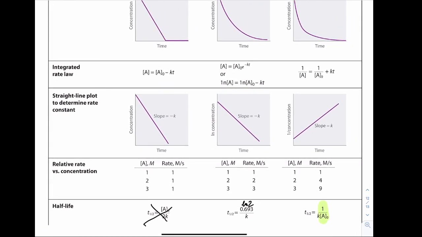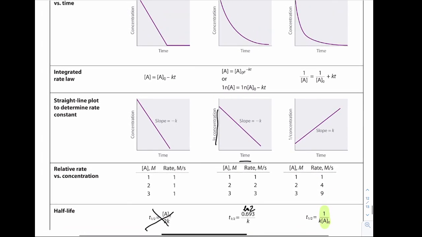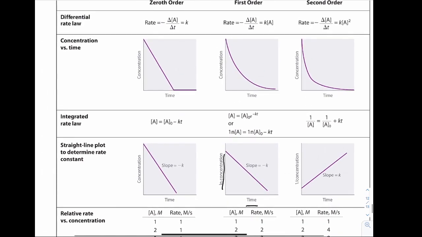To get a straight line for a first order reaction, we graph the natural log of my concentration versus time. We get a negative slope equal to k. With my second order, we graph 1 over the concentration versus time. We get a positive slope equal to k. For my zero order, it's just straight concentration versus time, the same thing that we had up here. Let me erase some of these as I go.